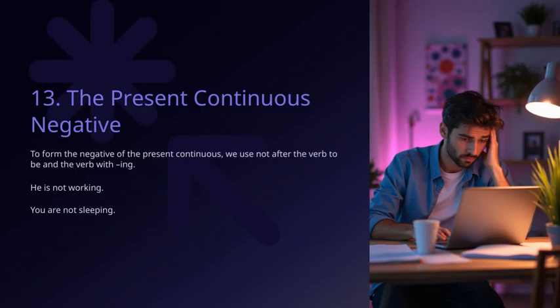So let's look at some examples. You are not sleeping, and he is not working. Notice how in the negative form of the present continuous, we simply add not after the verb to be and keep the ing form of the main verb. This is a key point to remember.